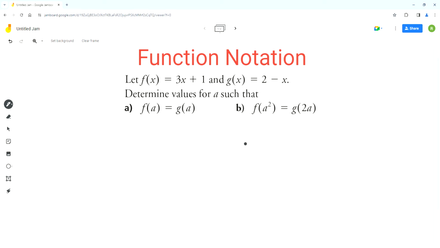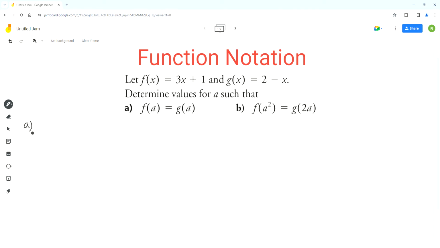So in this video, we'll solve this problem using the concepts of function notation. As per the problem, let f(x) equals 3x plus 1 and g(x) is equal to 2 minus x. Now we have to find the values of a such that, for part A, f(a) is equal to g(a), and for part B, f(a²) equals g(2a). So let's start with part A.